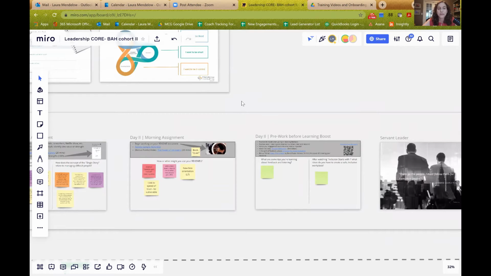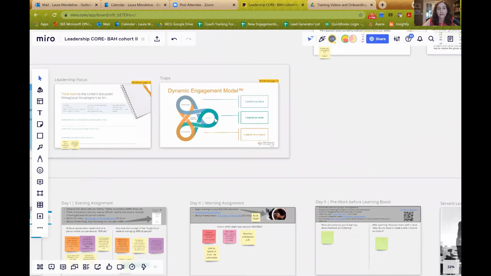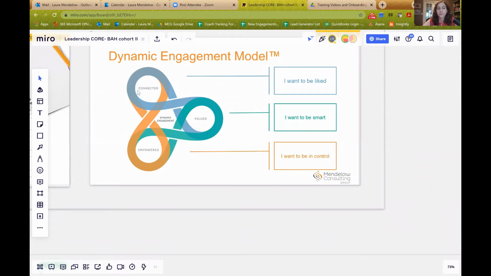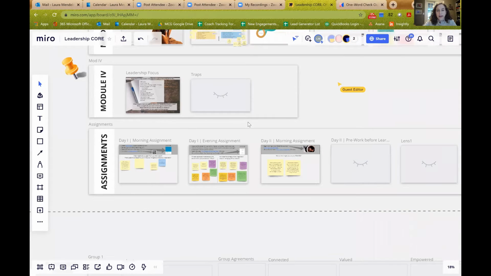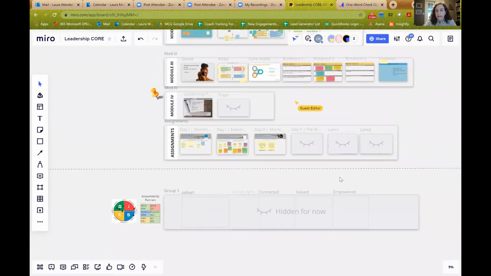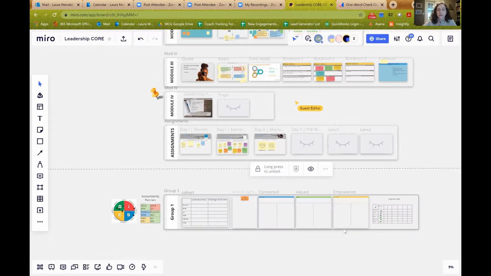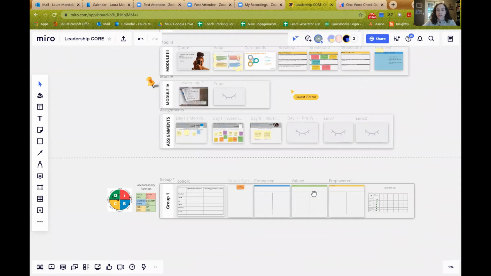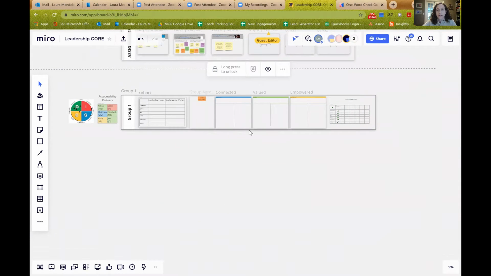The rest of this course is really taking the dynamic engagement model and breaking it down into these 3 components. So I mentioned earlier that anything below the dotted line is part of our weekly sessions. So what we'll do here from now on, we'll be looking at this portion of the Miro board underneath the dotted line.